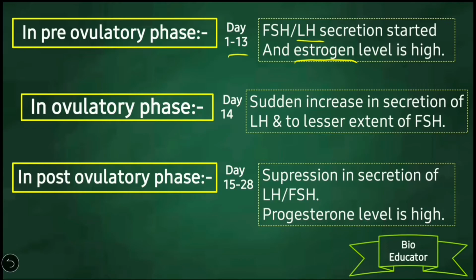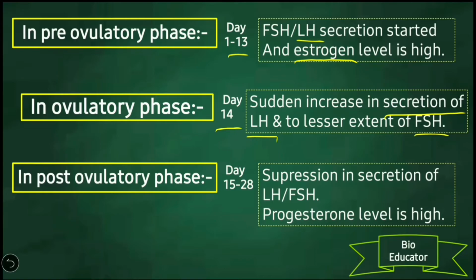In the ovulatory phase, which is on day 14, there is a sudden increase in secretion of LH over the FSH. This sudden increase of LH stimulates the rupturing of the Graafian follicle to release the ovum and helps to form the corpus luteum.